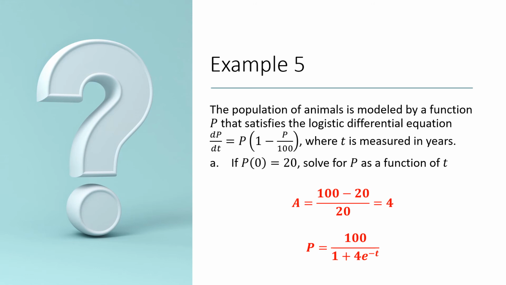The first thing we need to find is our A. If you remember, our A is our carrying capacity minus our initial population, over our initial population. So 100 minus 20 over 20 is 4. Then I'm going to plug that into my solution equation for logistic models. And so I get P equals the carrying capacity of 100 over 1 plus A, which is 4, e to the negative k t, where k was 1, so negative 1 t.